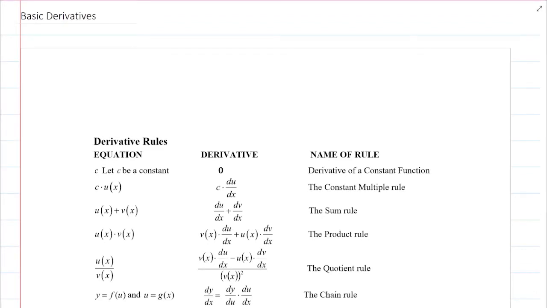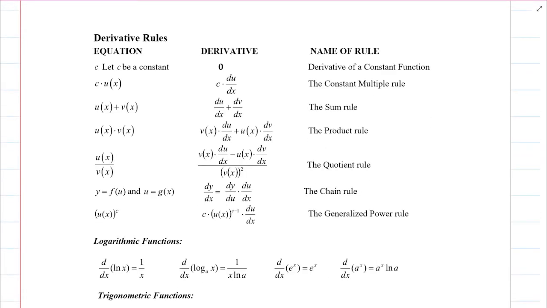Here are some basic derivative formulas that you need to be familiar with. If I have a constant, the derivative of that is equal to 0. If I have a constant multiplied by a function, I can factor out the constant, take the derivative of the rest, and multiply the constant back. I don't need to use product rule. When it comes to sum and difference, you can take the derivative separately and just add and subtract the terms.